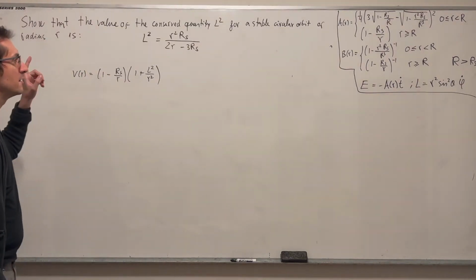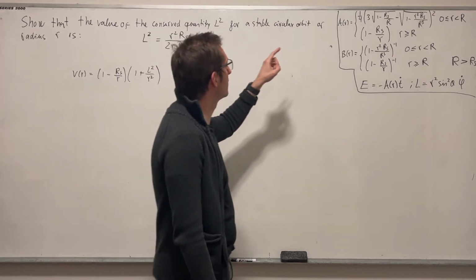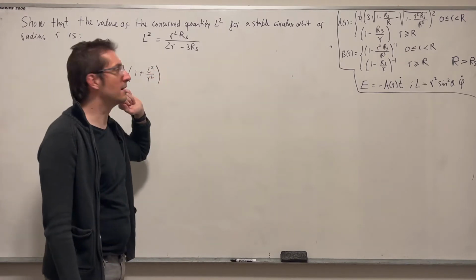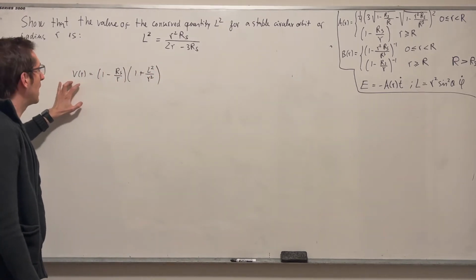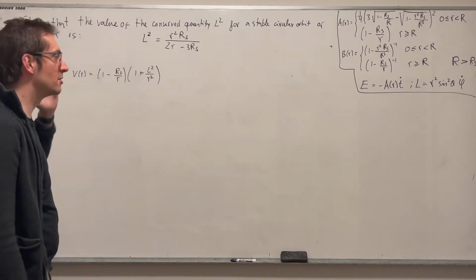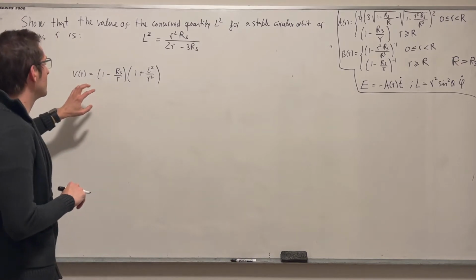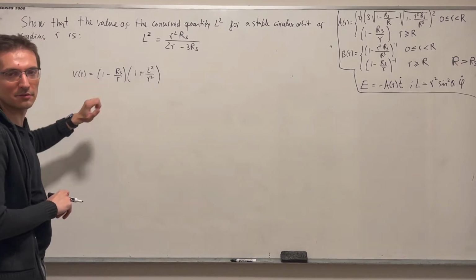All right, the next question is to show that the value of the conserved quantity L squared for a stable circular orbit of radius r is L squared equals this quantity here. That's not too difficult. We have this potential here. This was, remember, the potential in the equation of motion r dot squared equals E minus a potential.